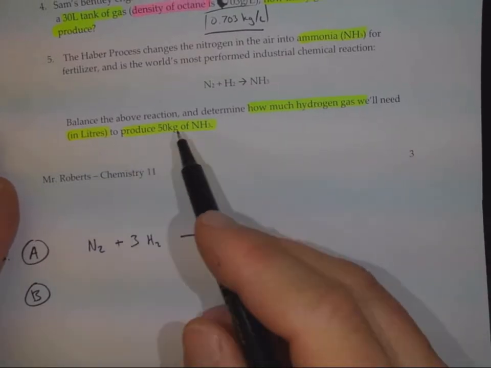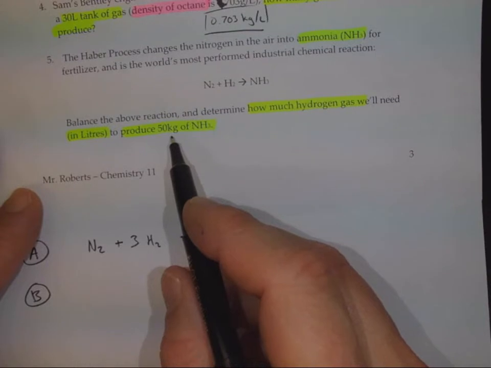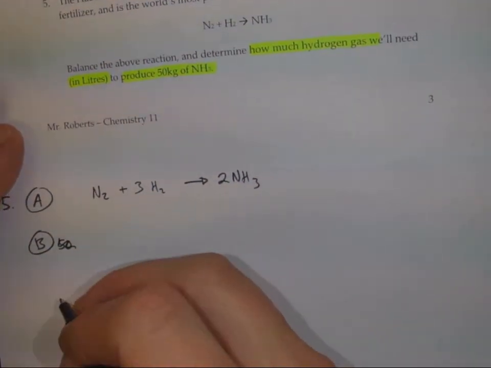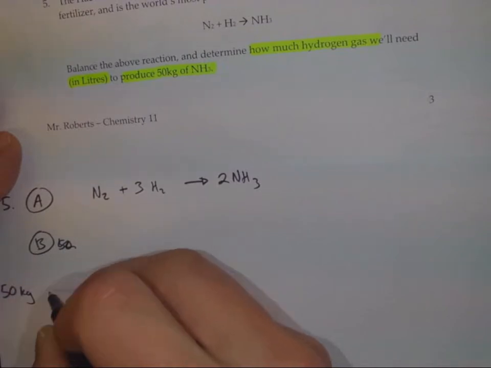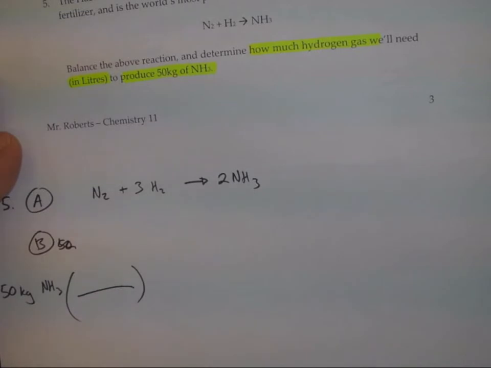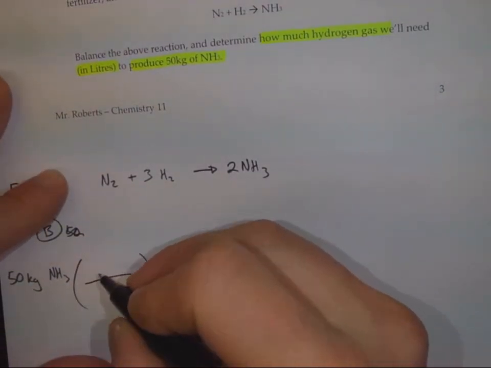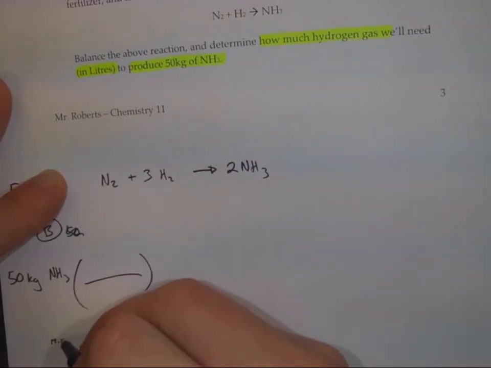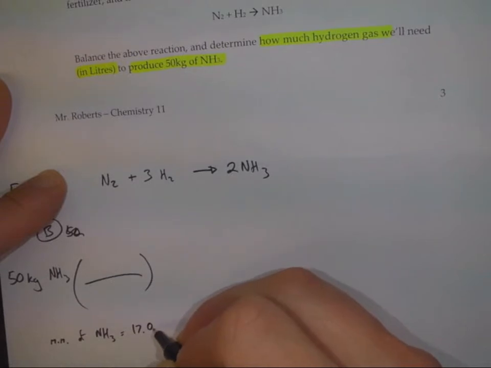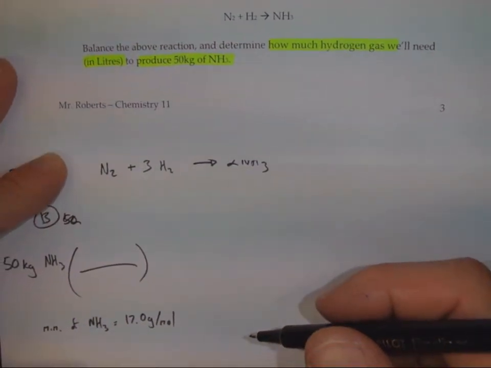So next step is we're going to figure out how much hydrogen gas we need. We want to make 50 kilograms of ammonia. So let's start down here with 50 kilograms of ammonia. We dealt with ammonia in an earlier example. You don't have to memorize it, but it's easy to find that ammonia has a molar mass of 17.0 grams per mole. Okay, so we'll use that.